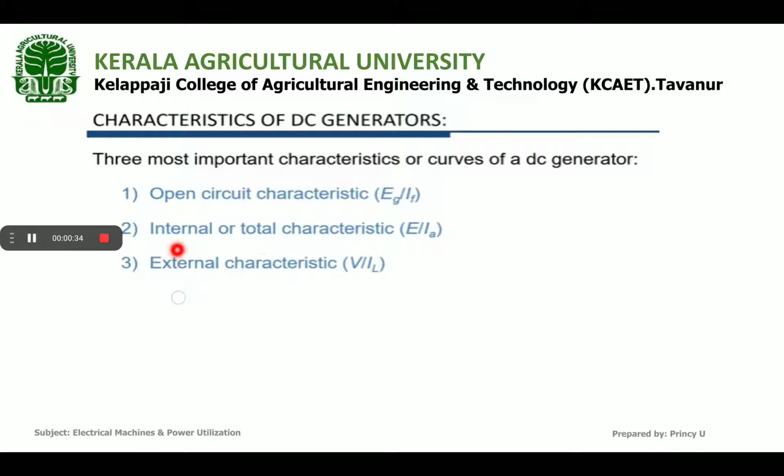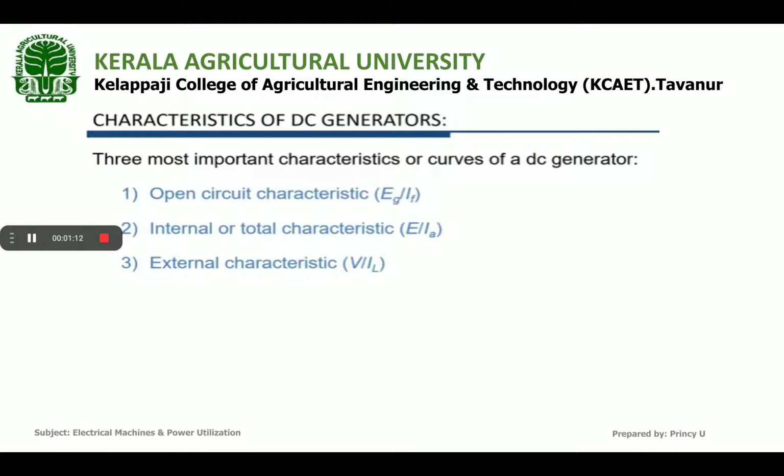The next one is the internal or total characteristics, which is drawn for E. E is the EMF at the terminal of the armature, which is less than EG. By subtracting the drop due to armature reaction from EG, you will get E. So the plot of E versus armature current is known as the internal characteristics. And the external characteristics is terminal voltage V versus IL. So mainly there are three characteristics.